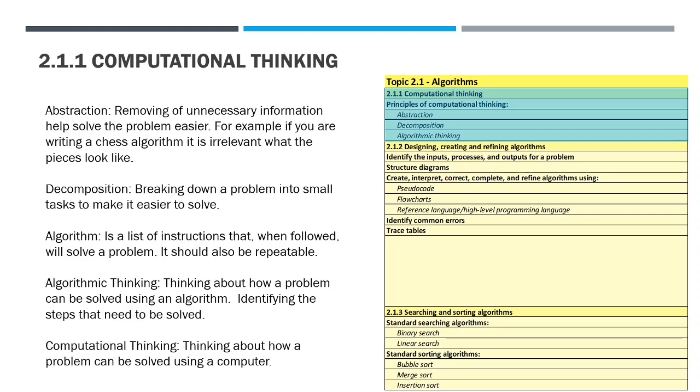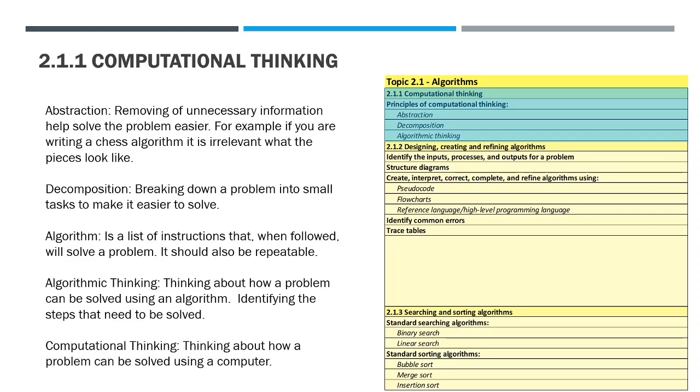Algorithmic thinking is essentially having a thought process where you're looking at how can I make this problem be solved with an algorithm. So looking at things like what steps would I need to do rather than just looking at the end result. How would you get to that end result? What's the path you would need to take? And last but not least is computational thinking, and that's just basically thinking about how could this problem be solved using a computer. So not very difficult.